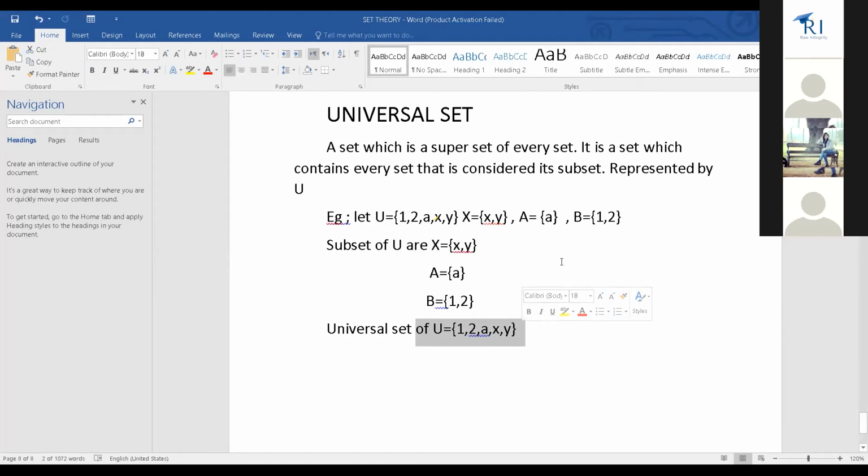See, set A has one element, that is a. That element is present in universal set U. Then there is set B, it has two elements, 1 and 2. That is also present in the set U. Same way X. Is it clear now? Let's just take U: it's 1, 2, a, x, and y. If you only write the subset of only those elements, those are going to be the subsets. Without this x and y, I'll delete this.